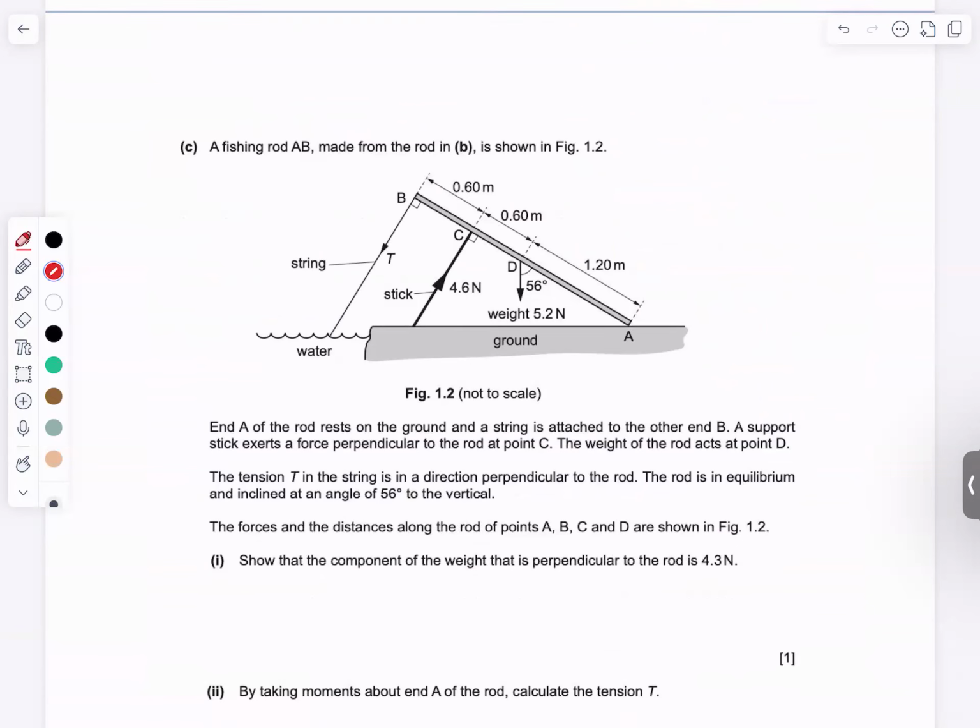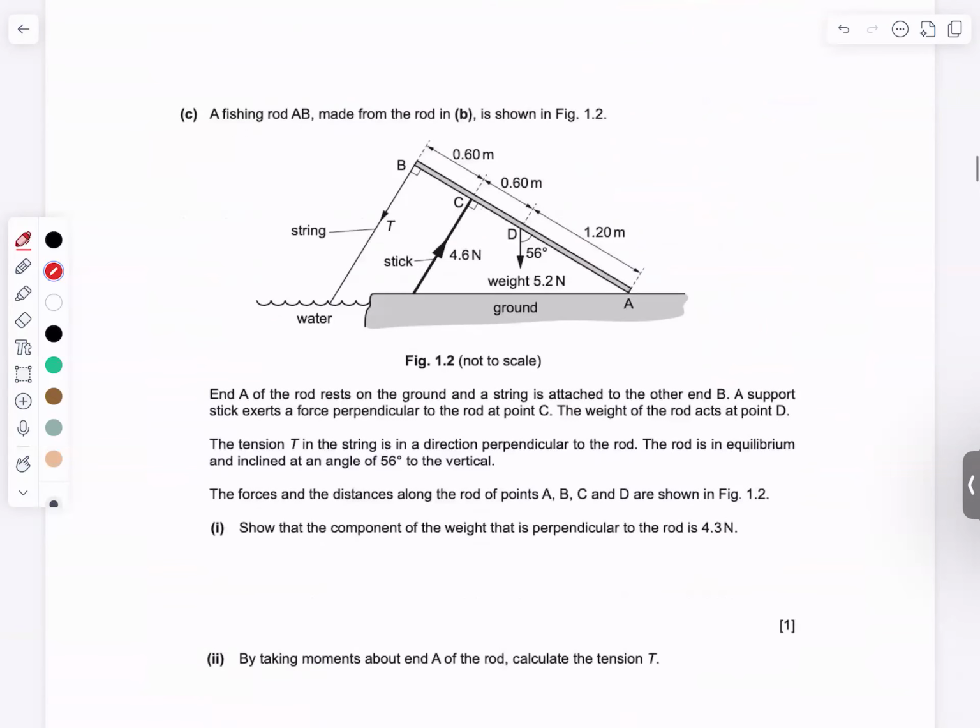बेटा इस वर्कशीट में जो पार्ट्स मोमेंट ऑफ फोर्स के नहीं हैं वो हमने फिल्टर कर दिए ना, तो सिर्फ मोमेंट ऑफ फोर्स के पार्ट्स हमने लिए हैं। तो खैर इस पूरे क्वेश्चन में एग्जैक्ट डाटा हमें गिवन है, so it's not an issue and the previous part will not be used. End A of the rod rests on the ground, and the string is attached to the other end B. A sport stick exerts a force perpendicular to the rod at point C.